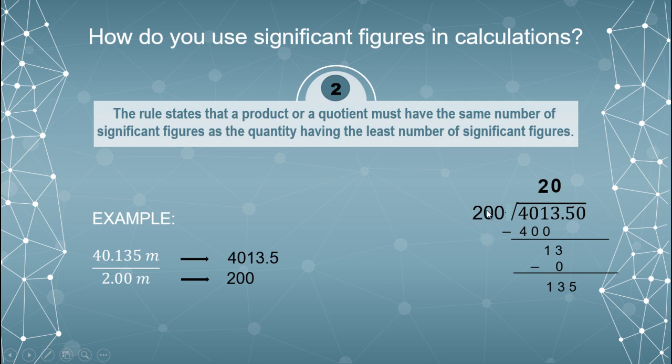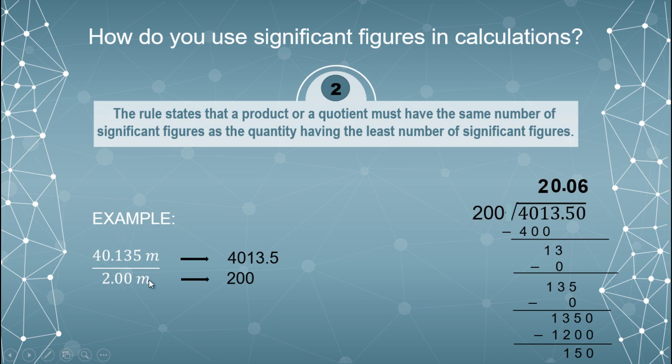Next, 135 divided by 200, still not possible. So we go to the decimal, put the decimal point there, and put 0 again. 0 times 200 is equal to 0. Then minus, that is 135. We add another 0, so this is equal to 6. 6 times 200 is 1,200, so that is equal to 150. So we finish there.